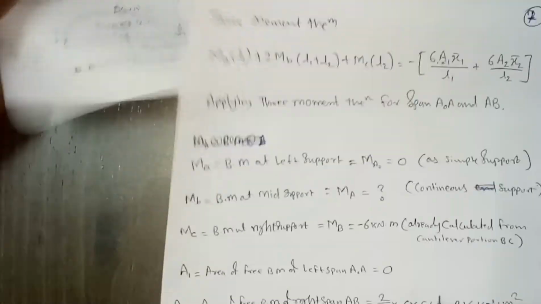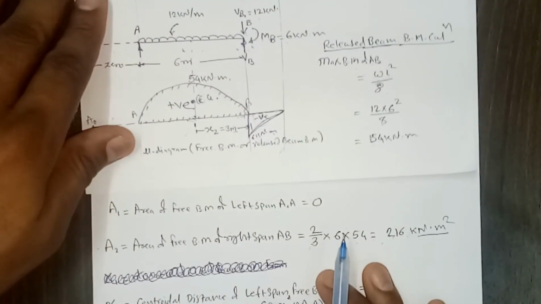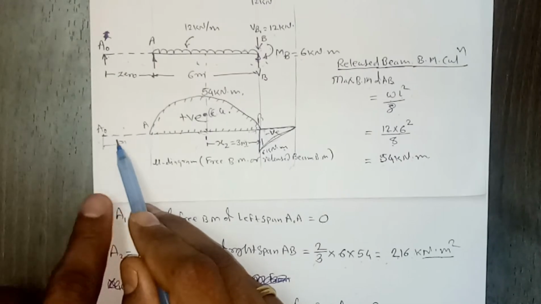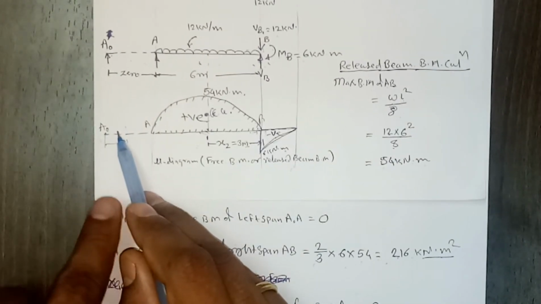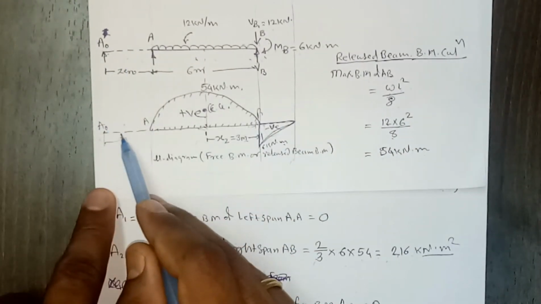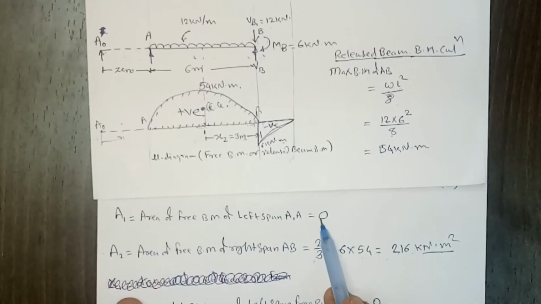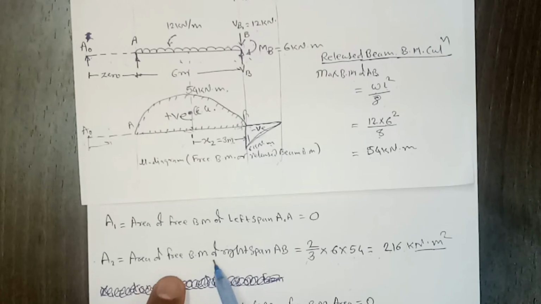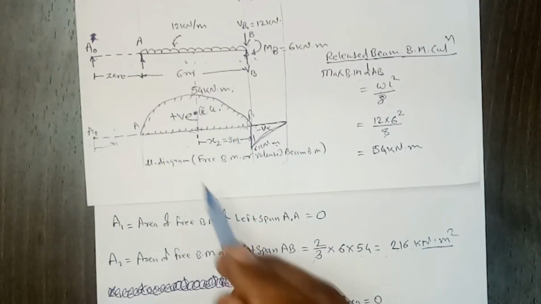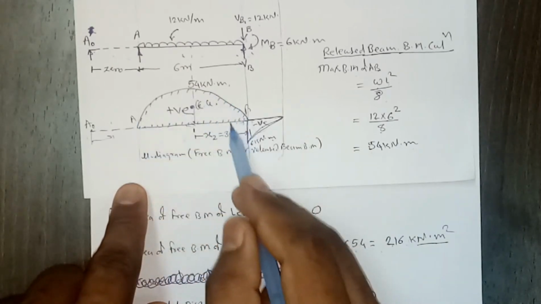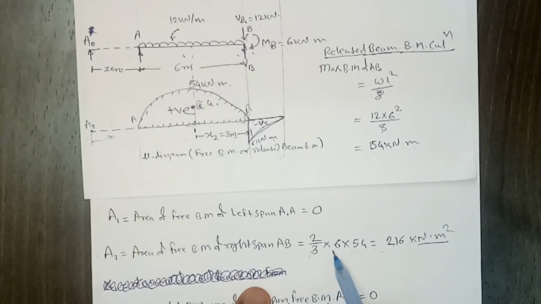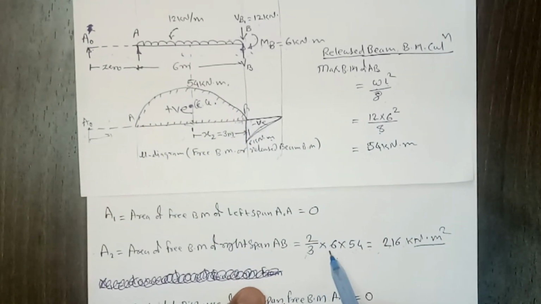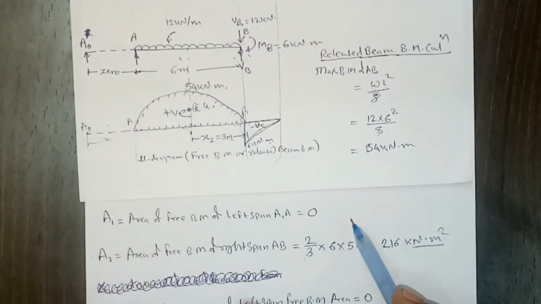Now A1, the area of the bending moment diagram of the left span, but since there is no load, there won't be any area, and that's how it is 0. And then A2 is the area of the free bending moment diagram of the right span AB. So for right span AB, it will be the area of this parabola, which is equal to 2/3 base into height. So 2/3 base is 6 meter, height is 54.